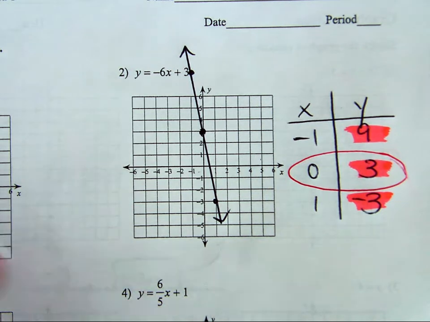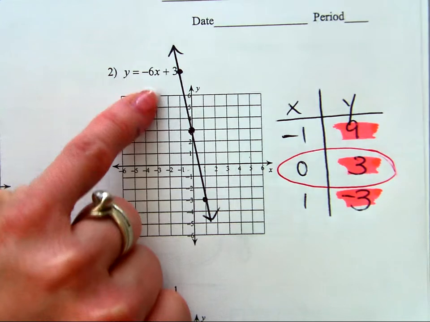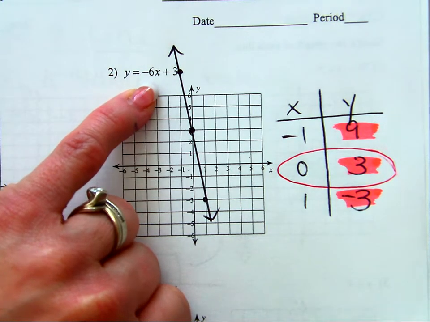Okay. So here's a really cool thing about this. What do I know from 4-1? Do I know how to find the slope of a line? Yes. Is this line in slope-intercept form? Yes. What's the slope of this line?